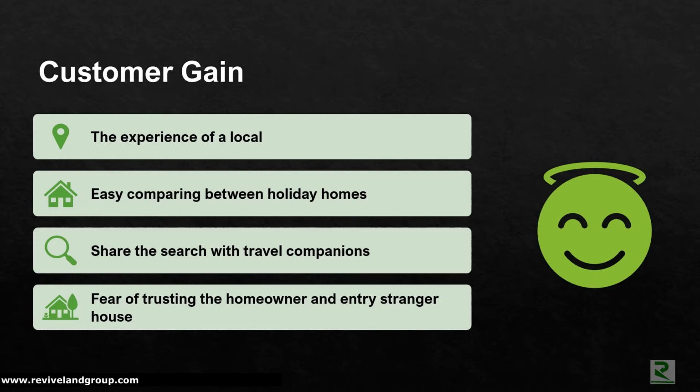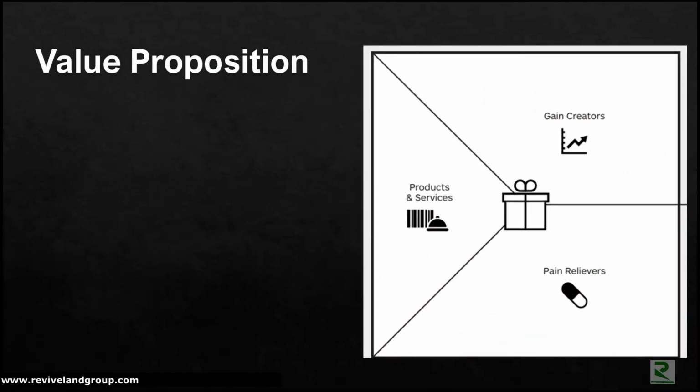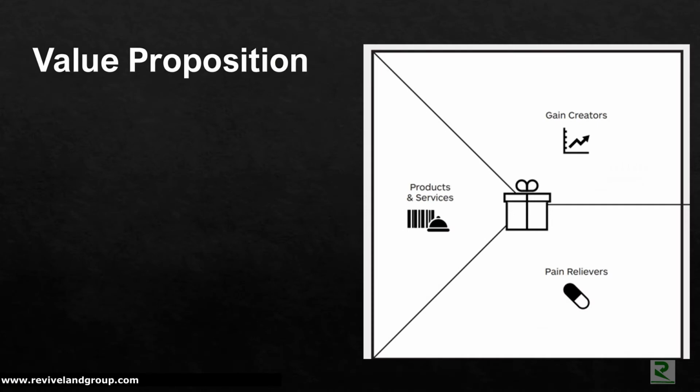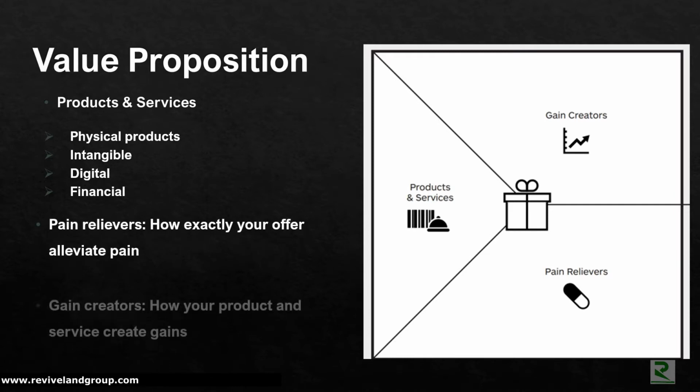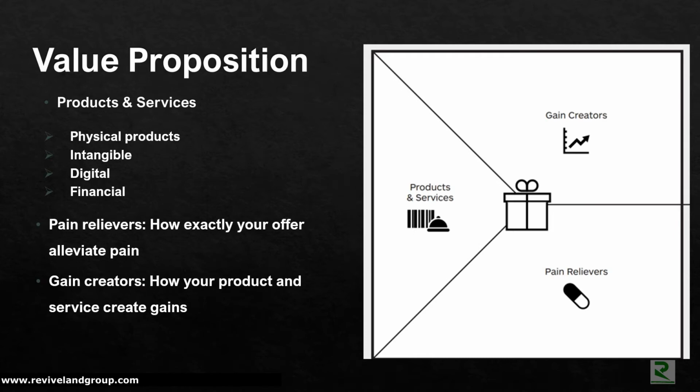Now you have a better understanding of the customer segment, so let's see what the value proposition section is and what it presents. The first one is the products and services. It could be a physical product, an intangible product like a patent, or a digital or financial one. The next part of the value proposition is your pain relievers. How can you ease the customer's pain? And then the gain creators: how your product and service create gains for the customers.